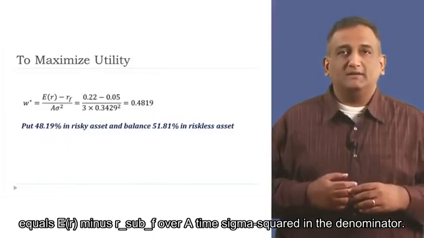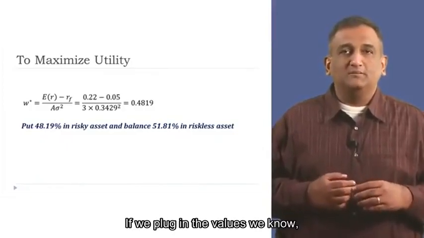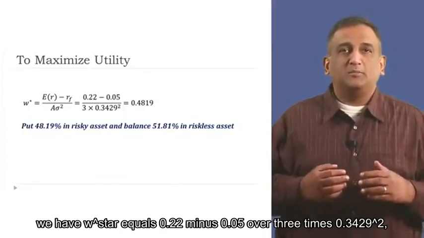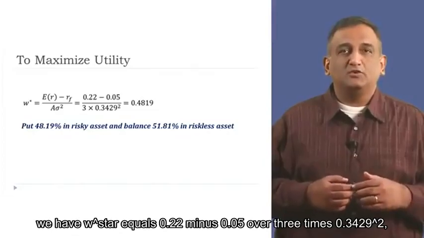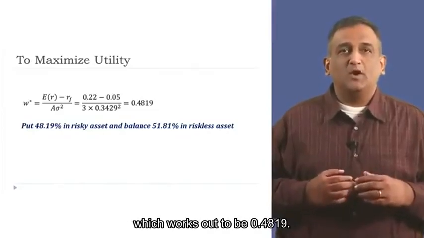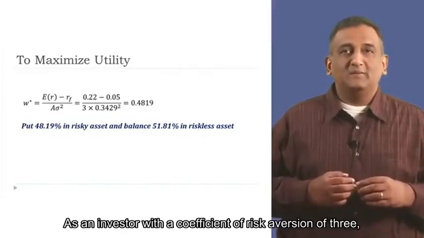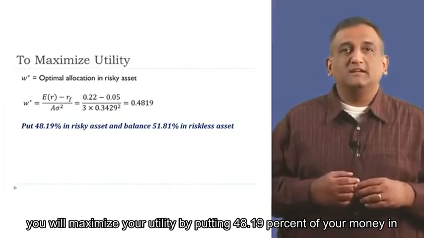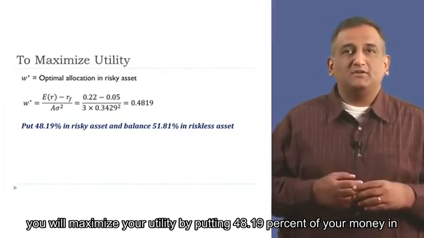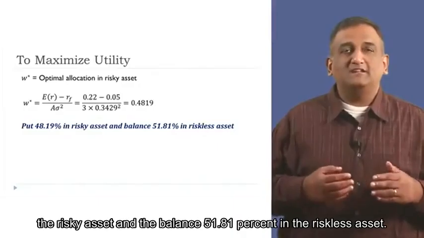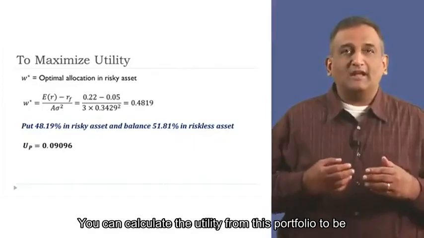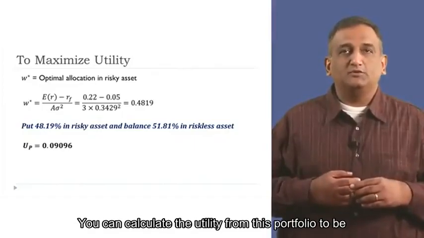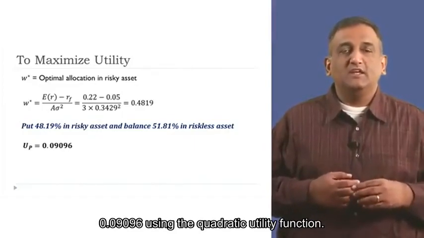The expected return of this 60-40 portfolio is 0.6 times 22% plus 0.4 times 5%, which equals 15.2%. The standard deviation of this portfolio is 0.6 times 34.29%, which equals 20.57%. Now, is this 60-40 portfolio better than putting all your money in one of the 2 investments? To answer that question, we need to look at the utility you derive from this 60-40 portfolio.